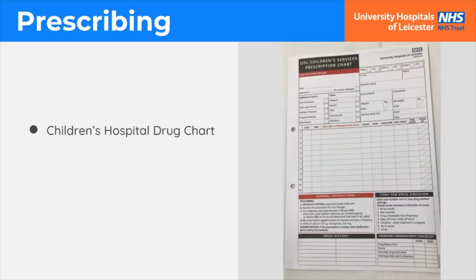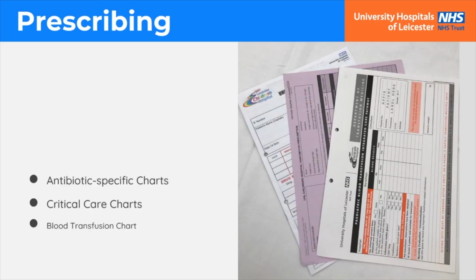If we admit children, it's part of the single front door pathway that we complete a children's hospital drug chart before they go upstairs, even if it's just the front page. Less commonly, and depending on the clinical scenario, we might also prescribe on antibiotic-specific charts like gentamicin and vancomycin. We may utilise critical care charts for children being admitted to CICU or HDU, and obviously if giving blood products, we would use the Children's Hospital blood transfusion chart, all of which are available in the department.